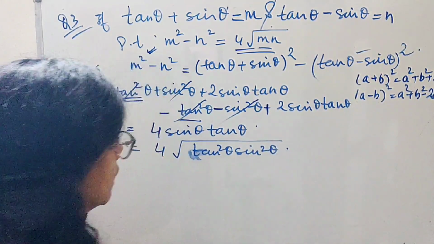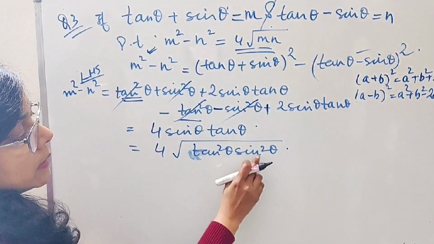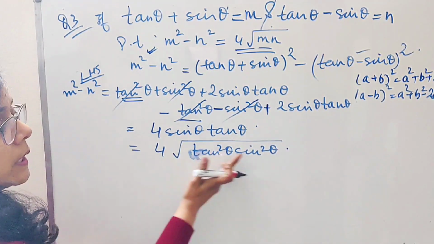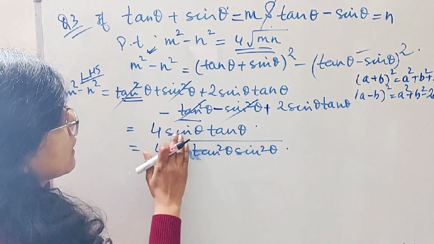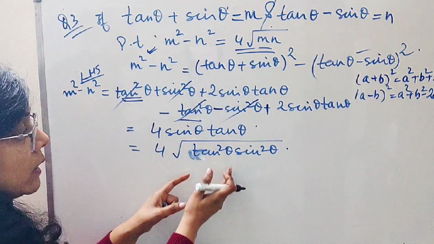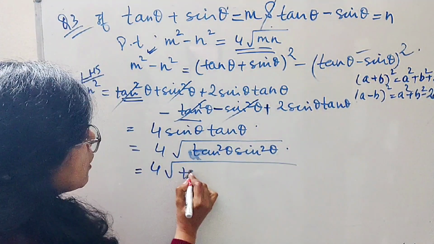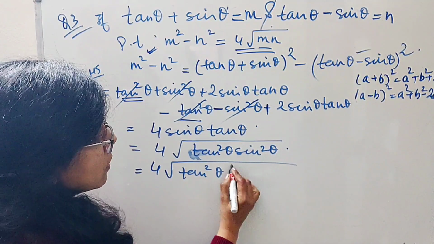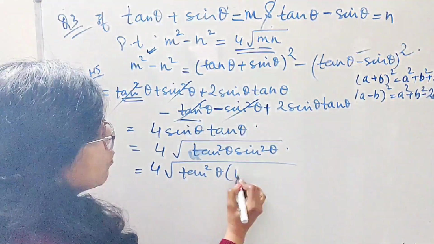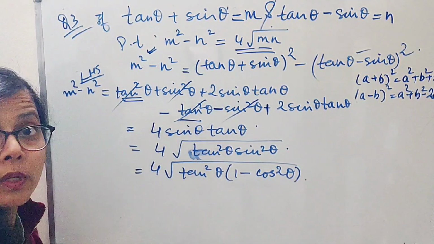What I have done is, I have taken under root of tan square theta and sine square theta. When we take under root of these two, I will get back sine theta and tan theta. Why I have done this, you will understand when I finish this. So keep this tan square theta as it is and change this sine square theta as 1 minus cos square theta. Okay. So what will we get after doing this?